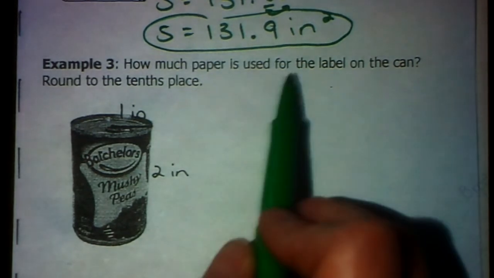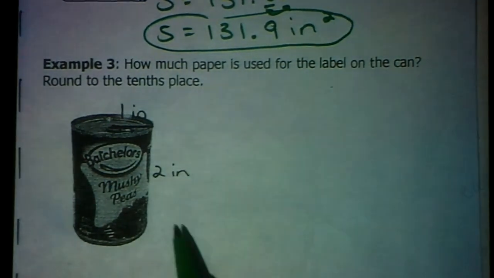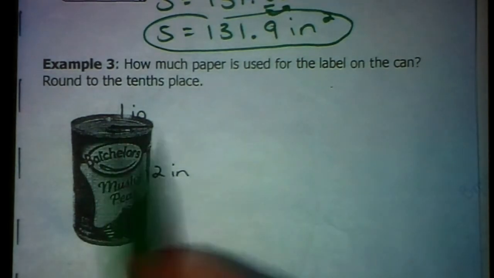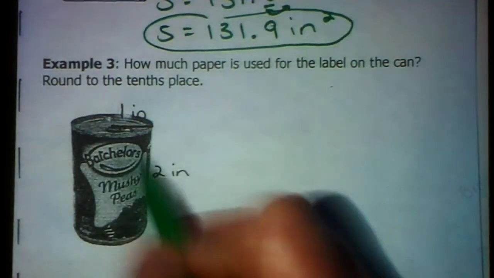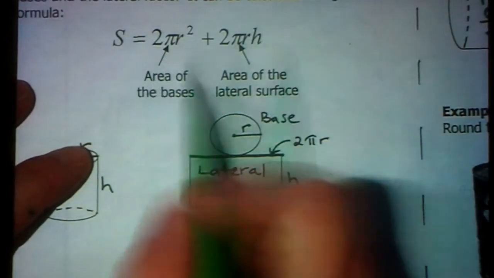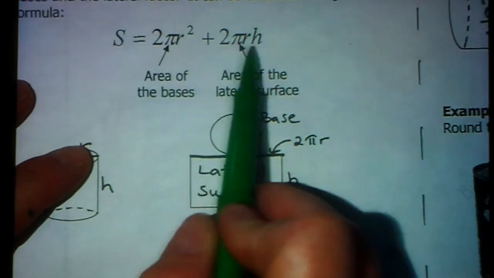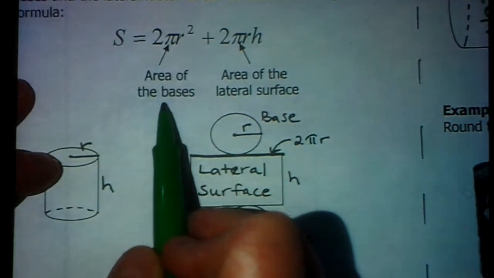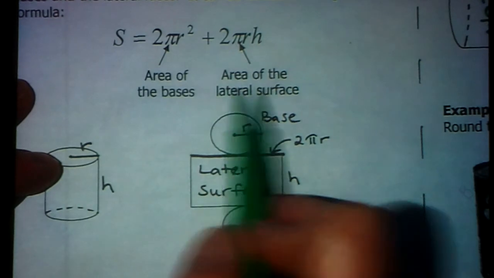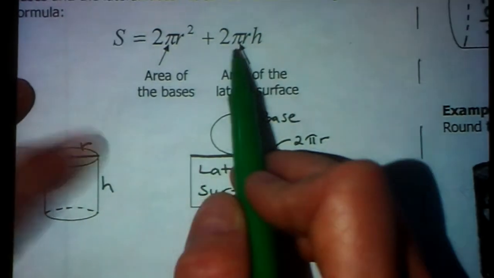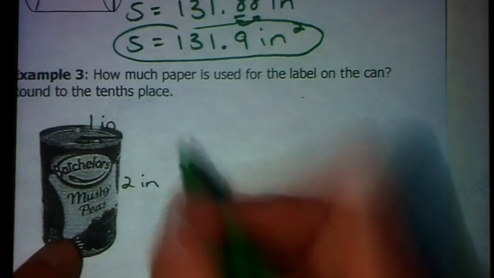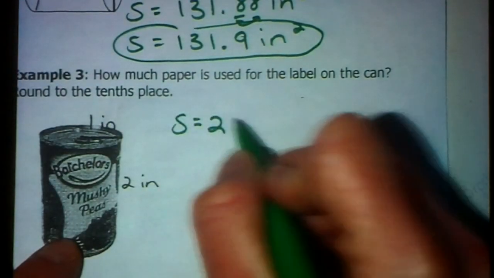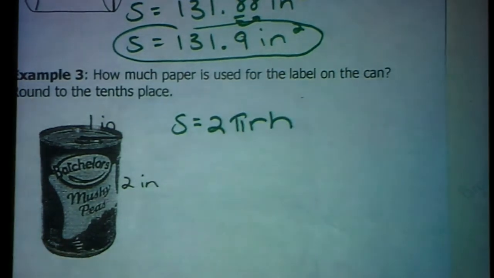Now, I just asked how much paper is used for the label on the can, and if you've seen a can before, the top does not have a label on it, and neither does the bottom. Just this part right here, right? So if we go back to our formula, the surface area for the whole shebang is 2 pi r squared plus 2 pi RH. This 2 pi r squared part is for the area of the circles. We don't need the area of the circles, we only need the area of the rectangle, which is represented by this part. So in order to figure out how much paper we need, we just need to take 2 times pi times the radius times the height. We don't need to do the other portion because we don't need the circles. We're not putting a label on it.